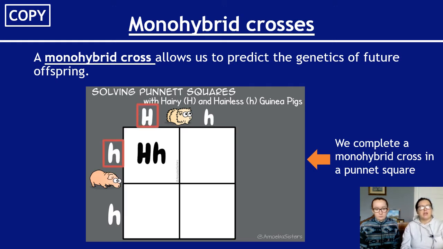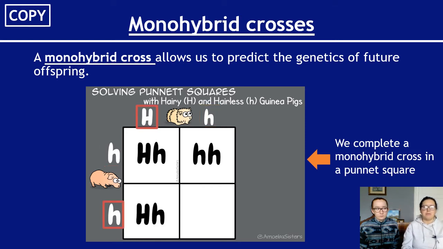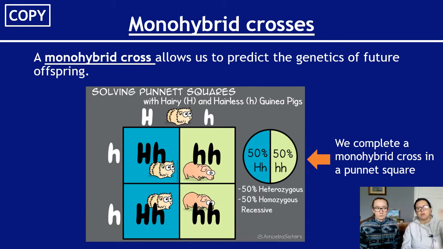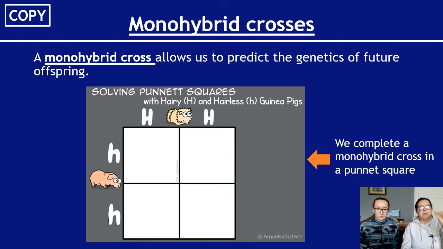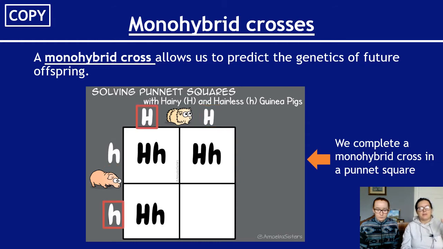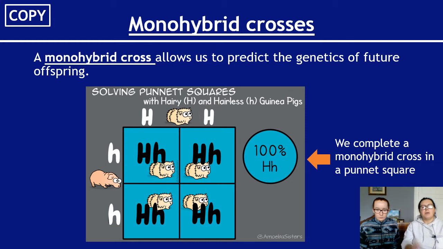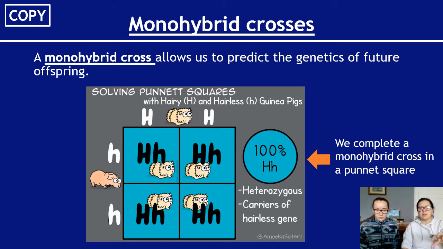What we do is we take the 2 parents and their genotypes that we have worked out or been given, and we put their genes across. One parent goes across the top, and in this example we've got the hairy guinea pig, which is going to be big H. Then we've got the other parent down the side, and that parent is going to be little h, the hairless, bald guinea pig. What we then do is we fill in the rest of the boxes.